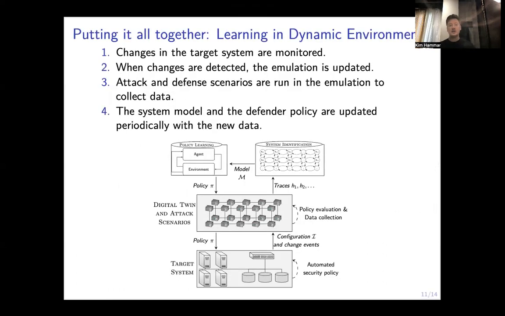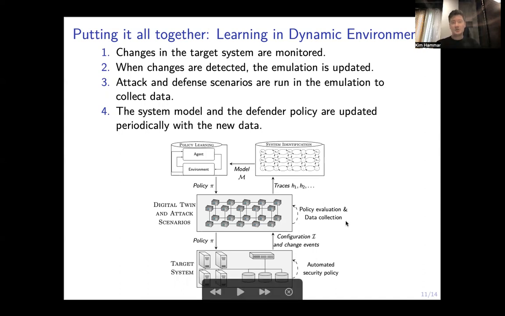So putting it all together, we now have a general algorithm with four different components for automatically adapting security policies in a dynamic environment. We have the target system, which we assume is dynamic and constantly changing. Then we have the digital twin that is tracking the changes from the target system and is collecting data. Then we have the system identification process, which is continuously updating the system model. And finally, we have the policy learning process that uses the latest model to compute the optimal defender strategy.